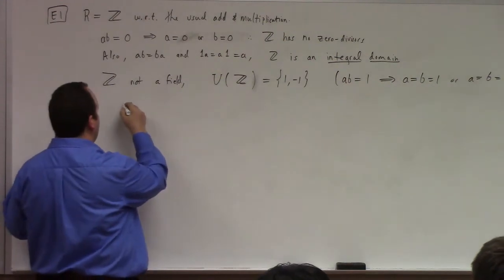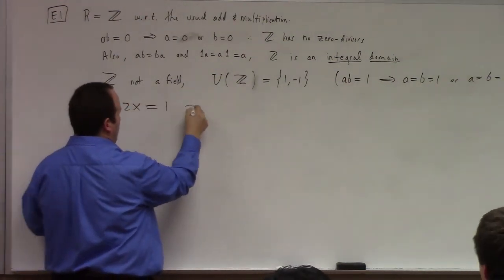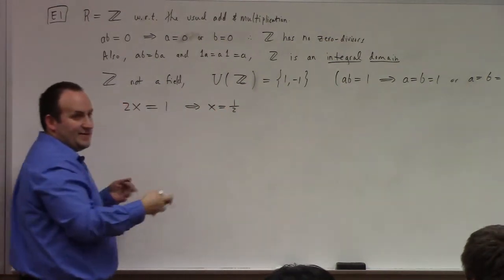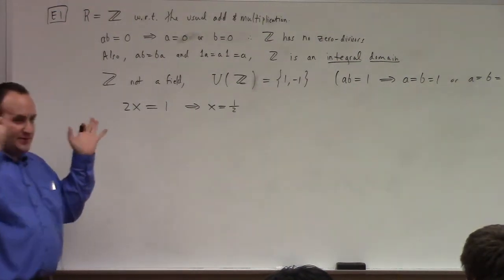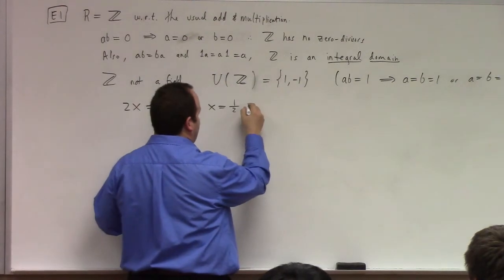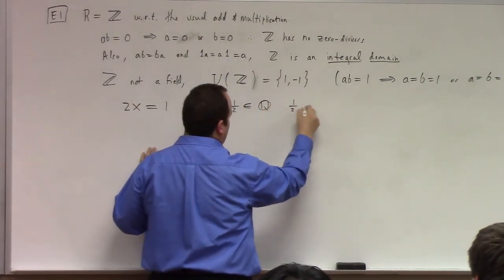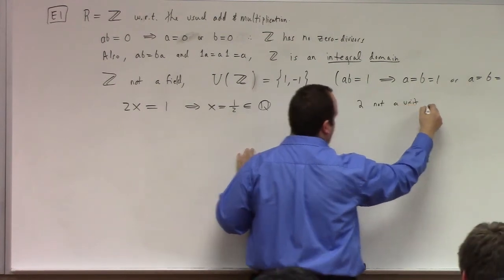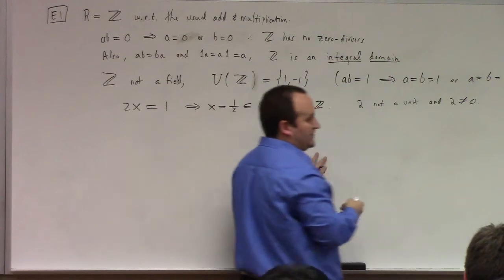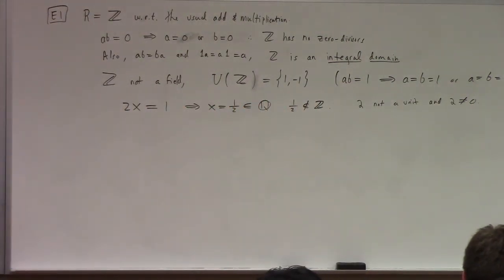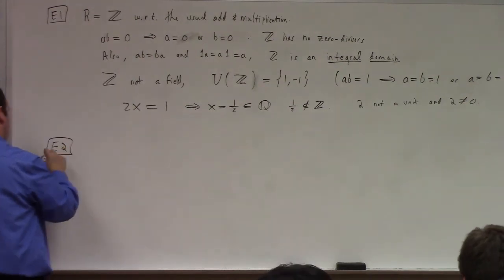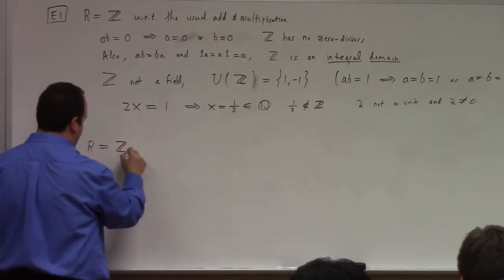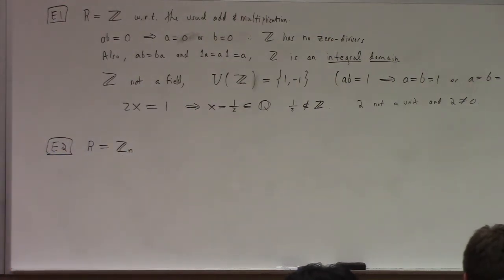More specifically, if you look at 2, the equation 2 times x equals 1 implies what? x is equal to 1/2. We know how to do math with rational numbers. Admittedly, we've left the universe of the integers, but it's okay. This is an element of Q, but 1/2 is not an element of Z. So in other words, 2 is not a unit, and 2, of course, is not equal to 0. So there you go, there's a non-zero element which isn't a unit. The integers are not a field. Example 2. What if we look at R equal to Zn, Z mod n? Then what?